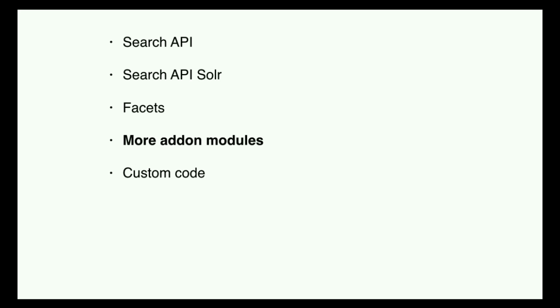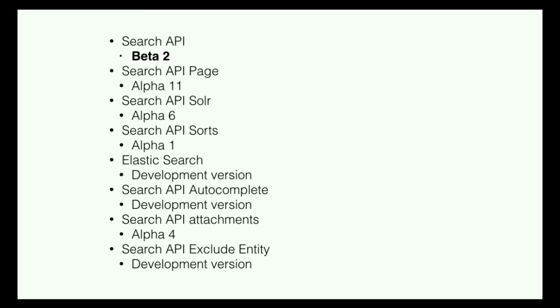So a couple of other things. This morning, we tagged beta 2 of Search API. So this actually will provide an upgrade path when we entered beta. Search API page is lagging a little bit behind, but it's on alpha 11, and it should theoretically still work. I haven't tested it since we tagged the new beta, so I can't say it definitively.